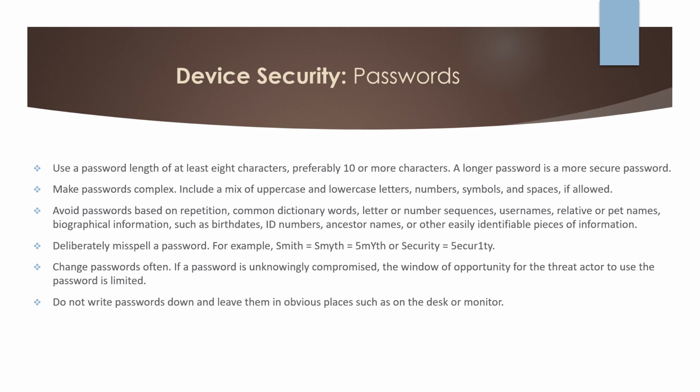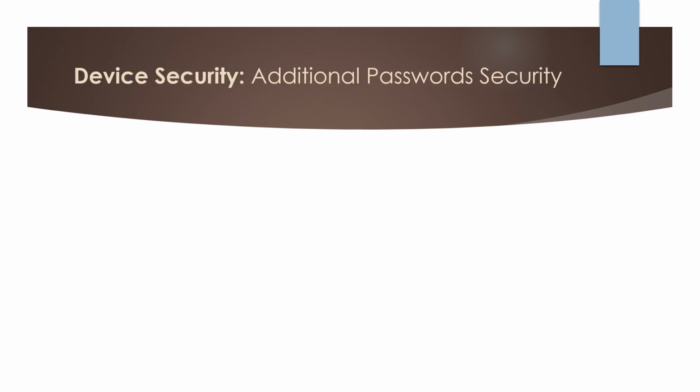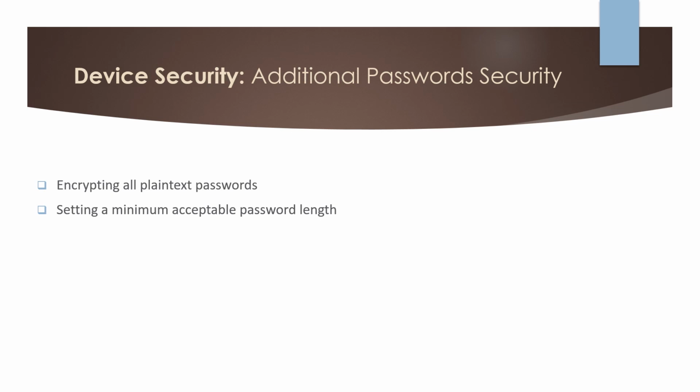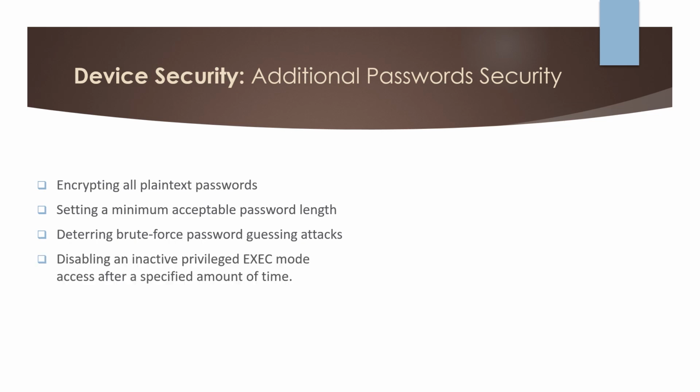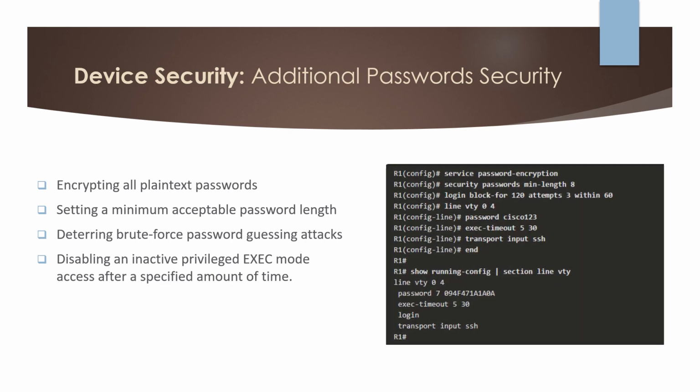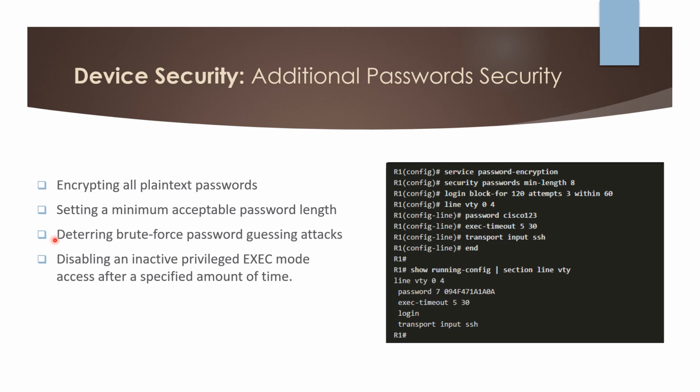And as for additional security that you can add to your password, remember this: strong passwords are only useful if they are secret. There are several steps that can be taken to help ensure that passwords remain secret on a Cisco router or switch, including the following. We have to encrypt all plaintext passwords. We have to set a minimum acceptable password length. We have to deter brute force password guessing attempts, and we can disable an inactive privileged access mode after a specific amount of time. And here in this figure is shown a sample configuration based on this.